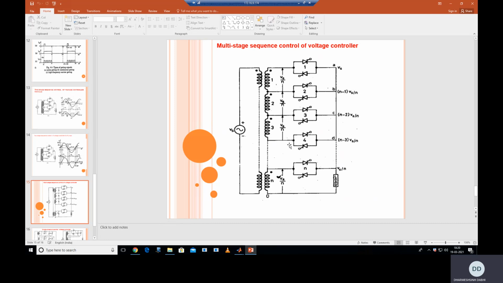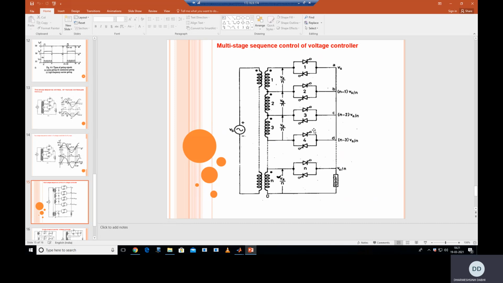So if you require the voltage variation between 0 to 500 in a smooth manner, you can use 5 stages with each secondary winding of rating 100 volt. It means Vs by 5. So you can increase the voltage first 0 to 100, then 100 to 200, 200 to 300, 300 to 400 and 400 to 500. So that's why you can increase the voltage in a very smooth manner.